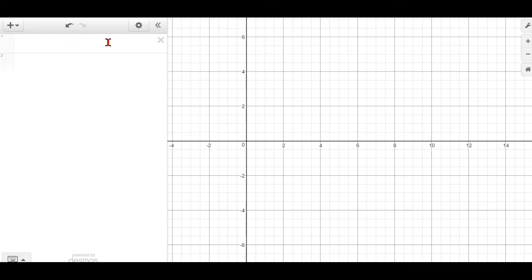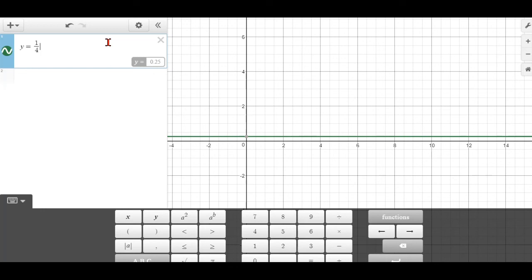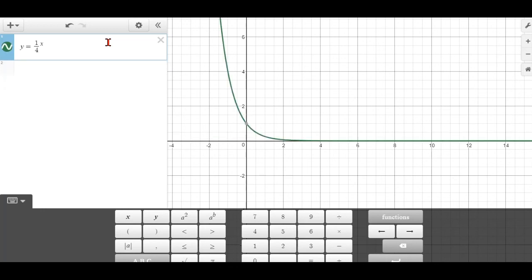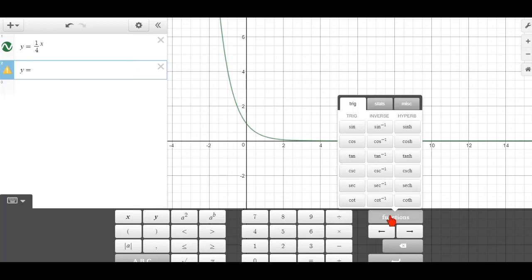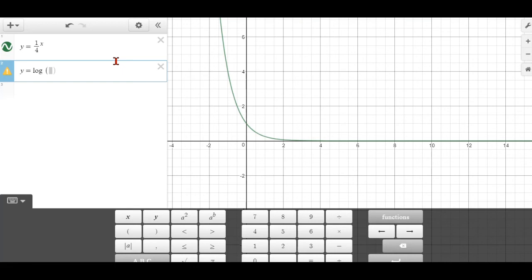Well, y equals 1/4 to the x power. And in the second, I'm going to have log, where's log? I'm looking at functions. I'm seeing miscellaneous. Yes, log base one. Nope, that didn't do it. Log. Now I have to hit fraction. Oh boy.